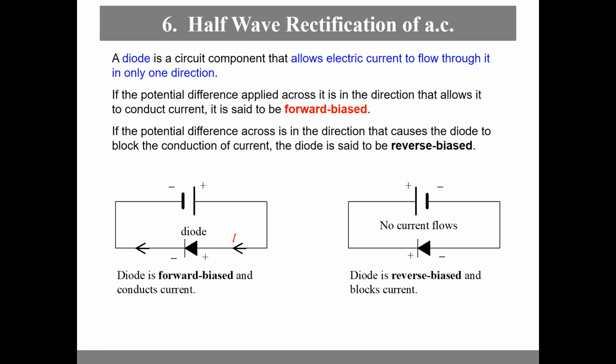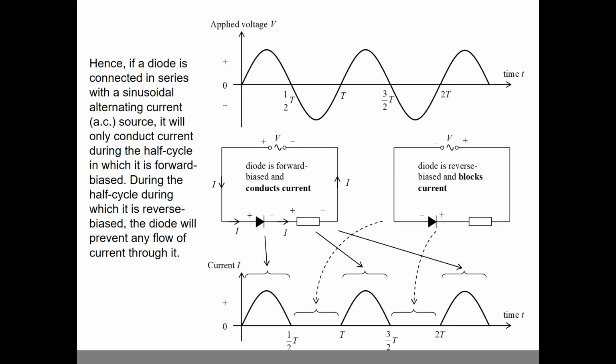Okay, so what would happen if you connect a diode into an AC or alternating voltage? This is your applied voltage. It goes up and down. It's an AC. You put a diode there. Half the time the voltage will disappear because no current will flow. You will find nothing there. So half the cycle disappears.